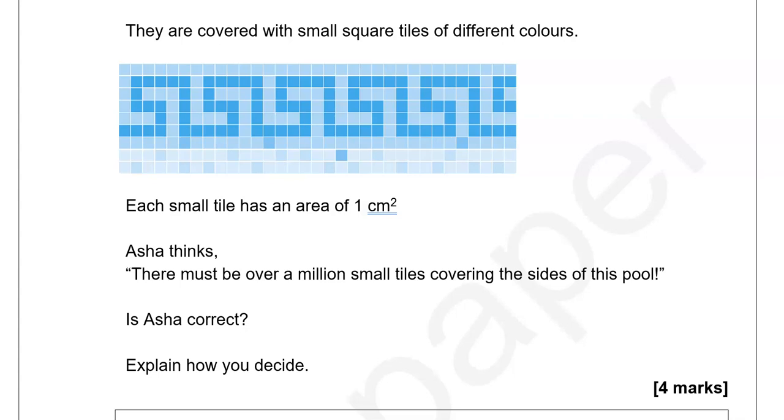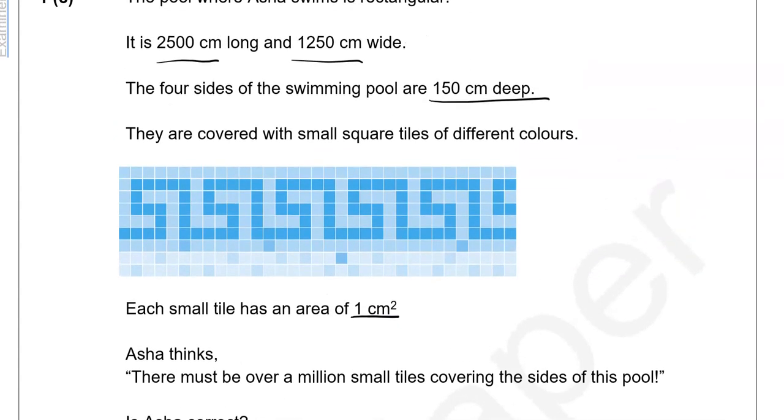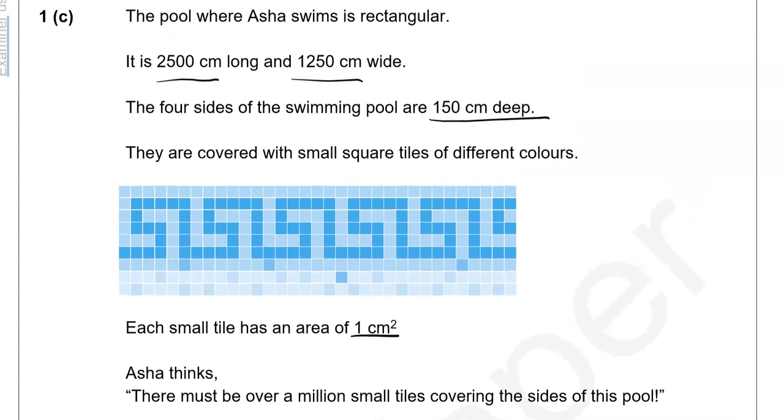As each small tile has an area of 1 centimeter squared, if we work out the area overall in centimeters squared, we would find out at the same time how many of these small tiles fit in there. So let's have a look. We've got the dimensions, and that is 2,500 centimeters long and 1,250 centimeters wide.